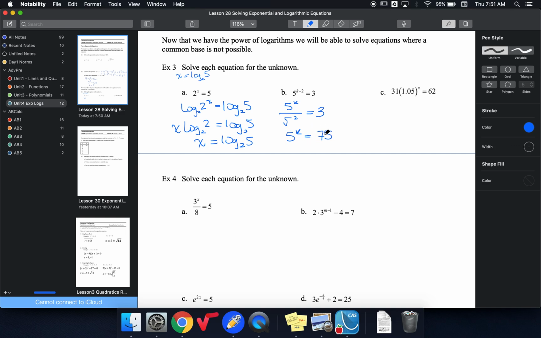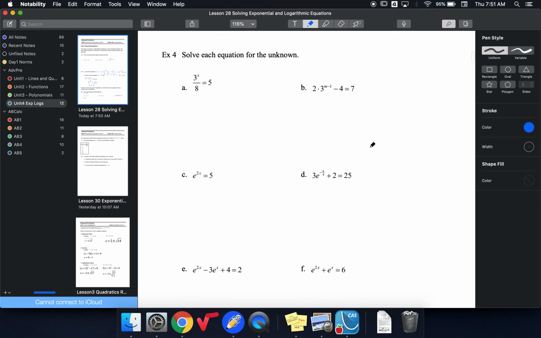And now I can do log base 5 of both sides to get k equals log base 5 of 75. Remember, when I log base 5 over here, k comes in front. Log base 5 of 5 is just 1, leaving me just the k. All right, so I'll leave you to do this one. And I'm going to come down here and just sort of talk you through this. I would add 4, then I would divide by 2, then I would rewrite this as 3 to the m divided by 3, etc., etc.